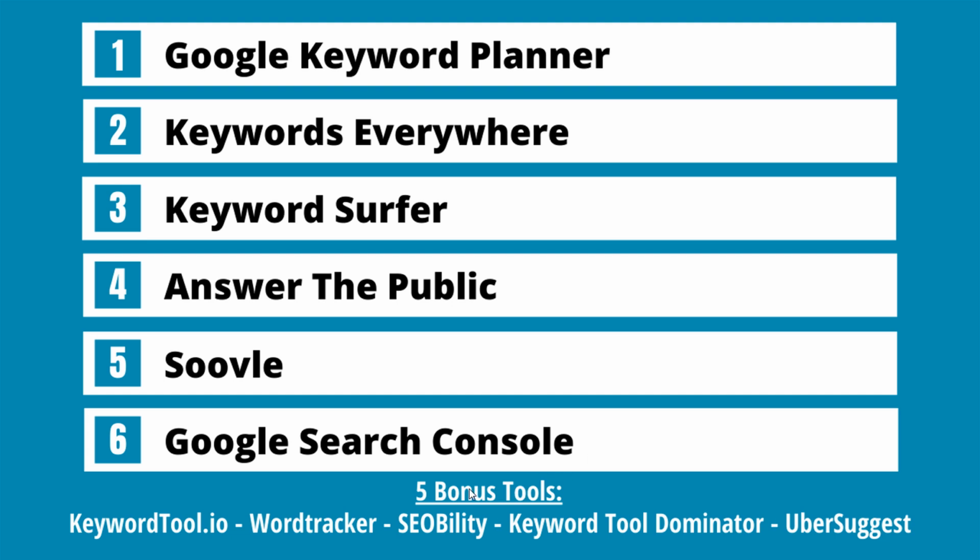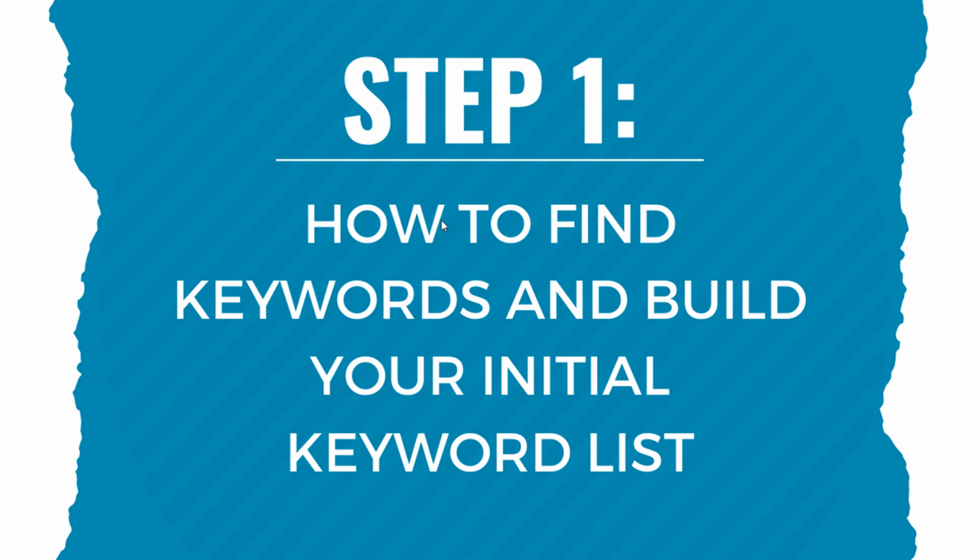Now, 5 bonus tools in case you're looking for some additional information: keywordtool.io, WordTracker, SEObility, Keyword Tool Dominator, and Ubersuggest. So I'm going to go through all of these throughout the video and show you how I use them. But what I want to do first is get into step 1 here. And with step 1, I want to show you how to find keywords and build your initial keyword list. So the way that I do that is with the Google Keyword Planner.